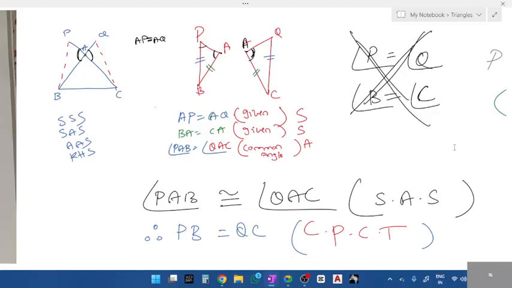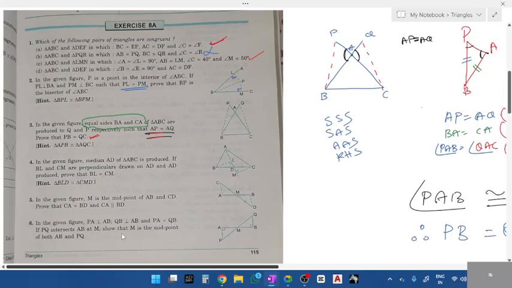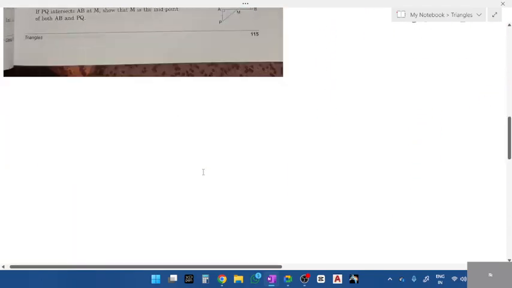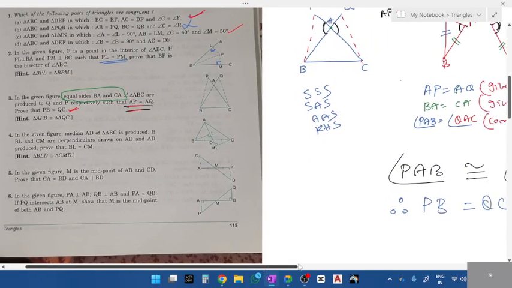Completed, students. Revise the first three questions. From tomorrow we'll start the next one. Total how many questions? Okay, we'll complete them by this week.